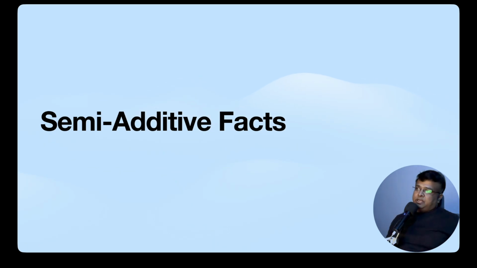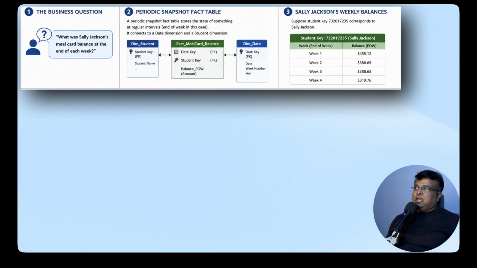So let us finally look at a real example. Imagine the business wants to answer a question like, what was Sally Jackson's meal card balance at the end of each week? Now remember how a periodic snapshot fact table works. Instead of storing every individual transaction, it stores the state of something at regular intervals, like end of each day or end of week or end of month. So in our case, the fact table stores an end of week balance and connects to a date dimension and a student dimension. Suppose the student key, such as the one mentioned here, 732017235, corresponds to Sally Jackson.